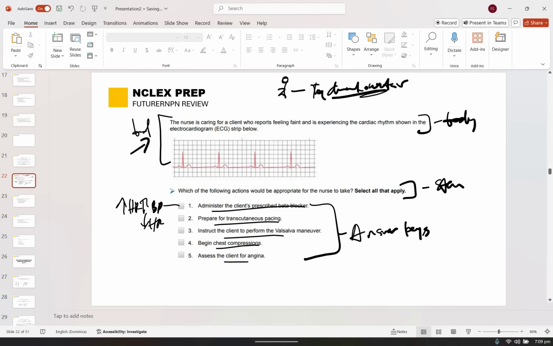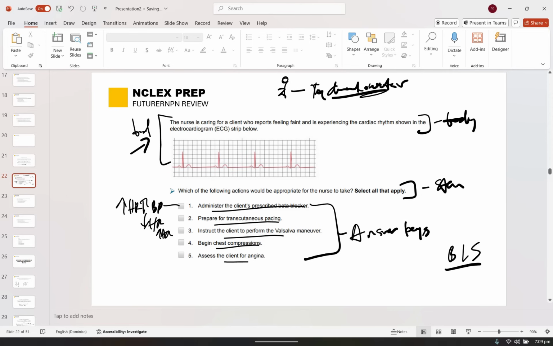Increased heart rate, right? So I'm thinking if this patient would have increased heart rate, Valsalva maneuver helps to decrease the heart rate. So maybe something in the body has to do with increased heart rate, right? Now, begin chest compression. Like on the NCLEX test plan, NCLEX wants you to know basic life support. Now, when do we begin chest compression? According to basic life support, when the patient is unresponsive, not breathing, right?